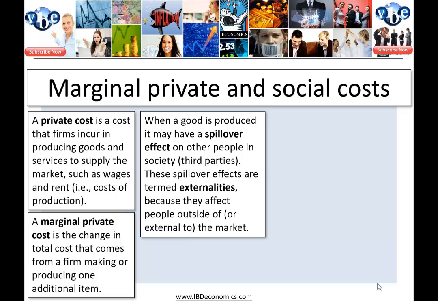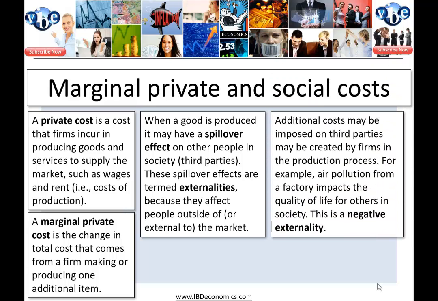Now, when a good is produced, it can also have a spillover effect. So we're not just talking about consumption. We're focusing on production here. So spillover effects on other people in society. These are third parties. And these spillover effects are termed externalities again because they affect people outside of the market, people external to the market.